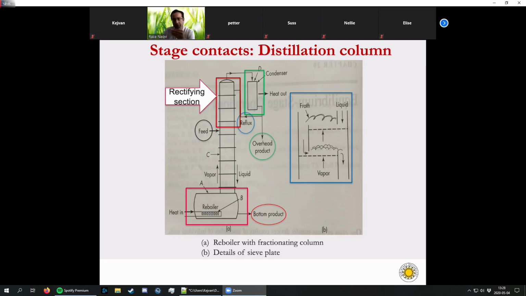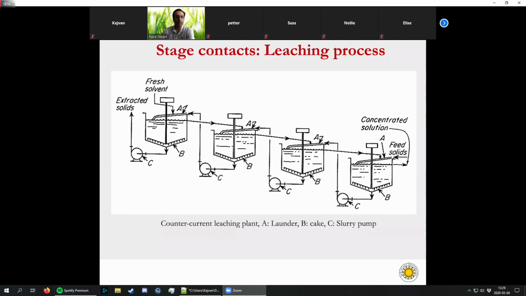But in an ideal stage, the vapors have enough pressure to hold the liquid over the plate, so that there is no liquid flowing through the holes in the plate. So this is just to show you what happens at each individual stage or each individual plate in the distillation column. This is also to show you a counter current leaching plant, where the two phases are moving in opposite directions. You have already worked with leaching, so I will not go into details about it.